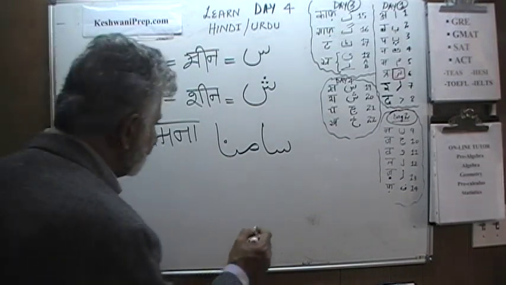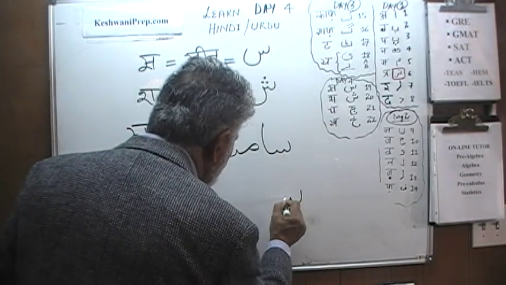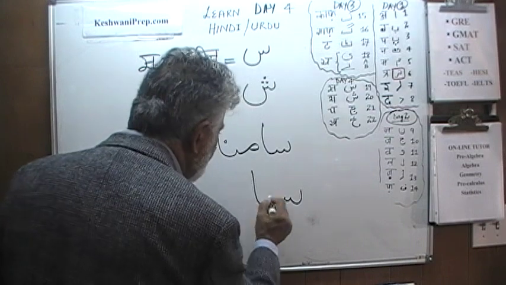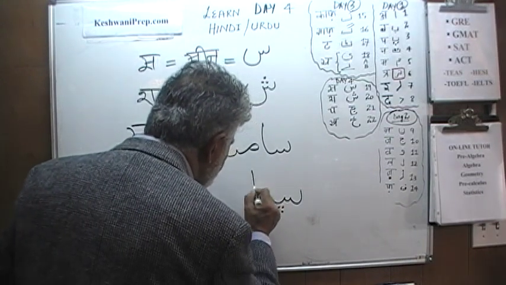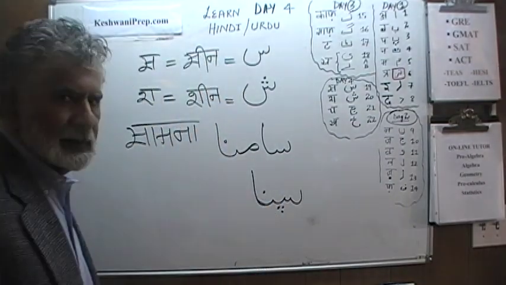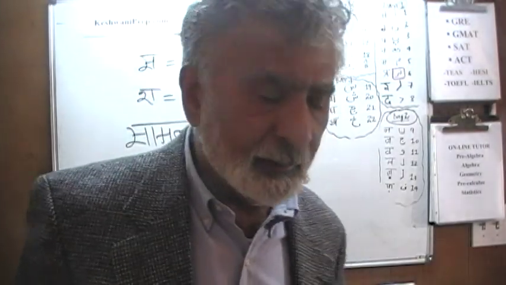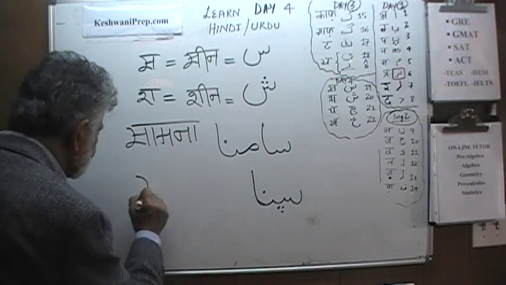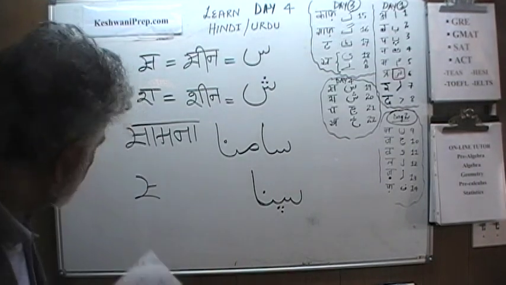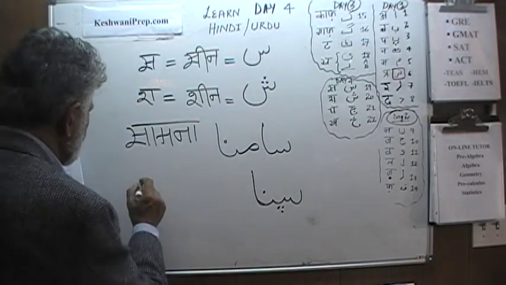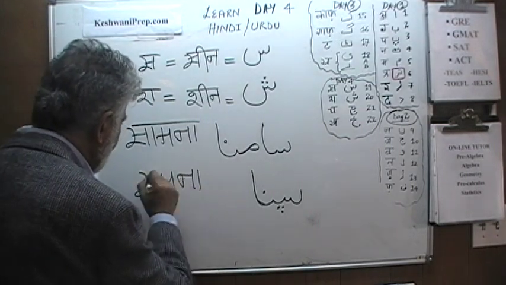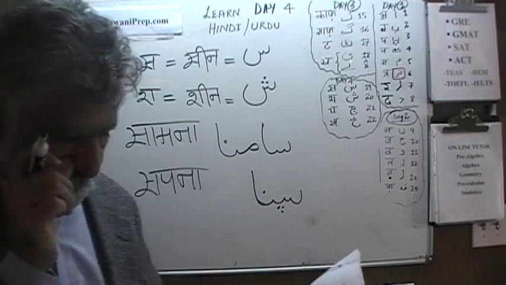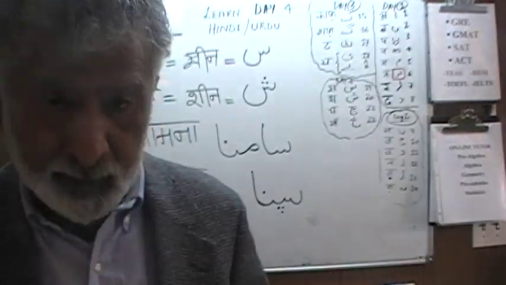There's the next one. Sap, na. This is pe, and this is noon alif na. This part here is noon alif na. Sapna. Sapna is in dream. Sapna, as you call it in India.